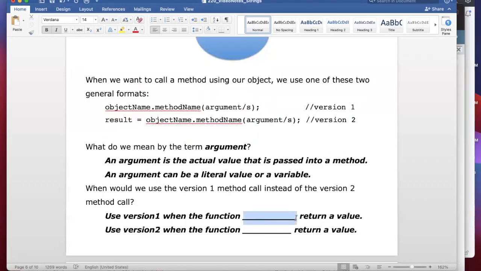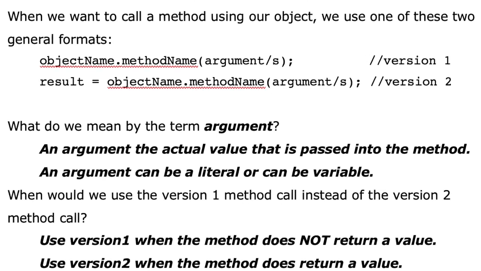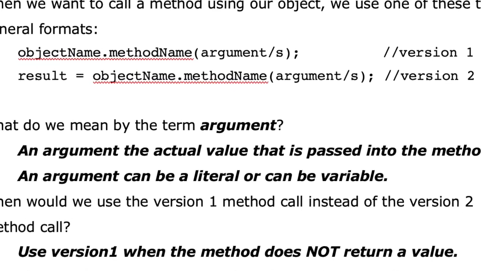We're going to look at some examples, but before we do, remember that we're going to use version 1 of the method call syntax when the method does not return a value. And we're going to use version 2 when the method does return a value.